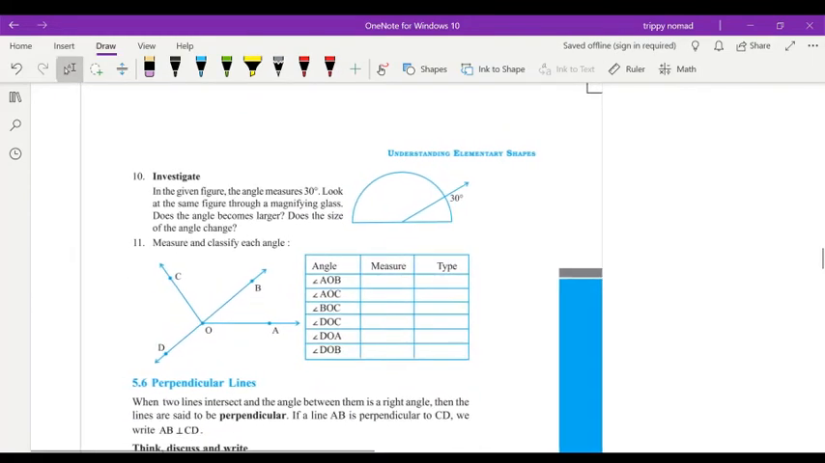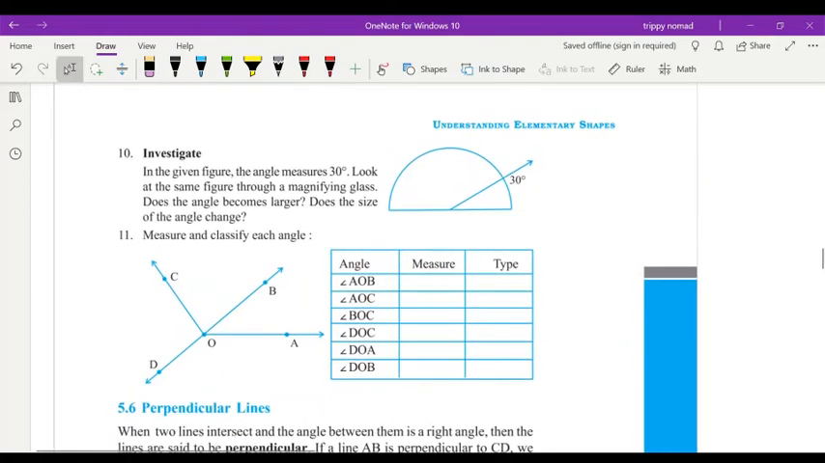Okay, now question number 10. In the given figure the angle measure is 30 degrees, that is this one. Look at the same figure through a magnifying glass. Does the angle become larger? Does the size of the angle change? Okay, you observe and you will tell me.